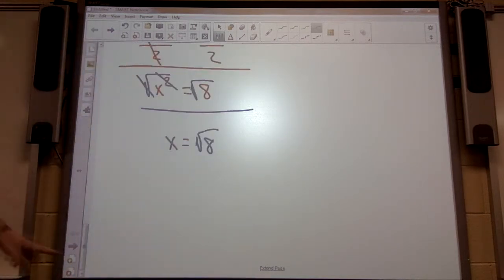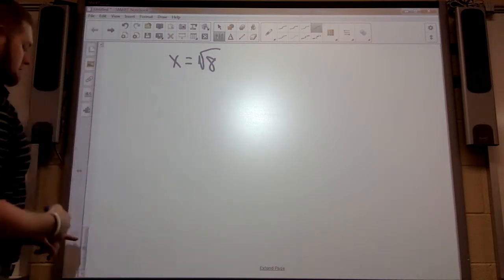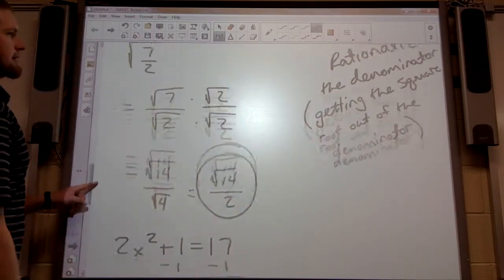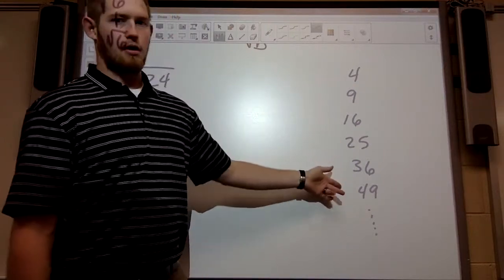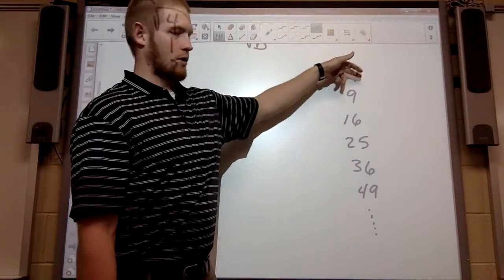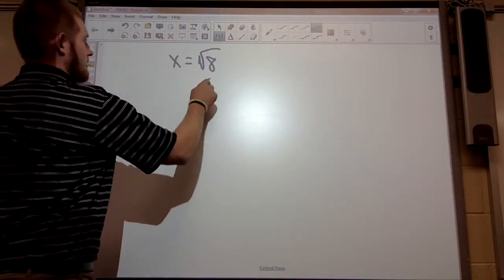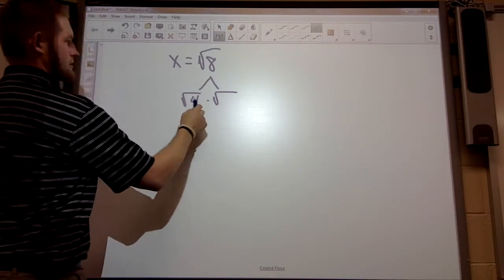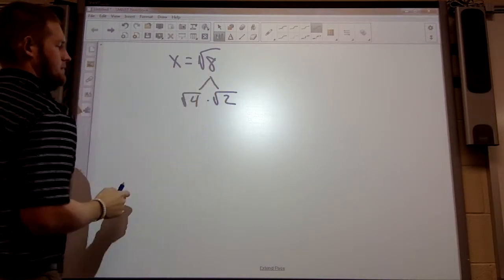Alright, and hopefully in your minds you're thinking, well, we're not done yet because I have to simplify this radical. What perfect square can I take out of 8? We should notice I can take out a 4. So I'm going to break this down. I'm going to have the square root of 4 times the square root of, well, 4 times what equals 8? 2. 4 times 2 equals 8.